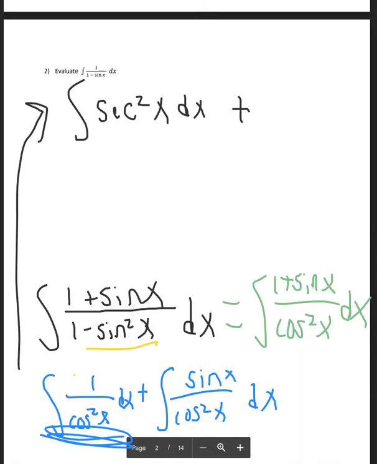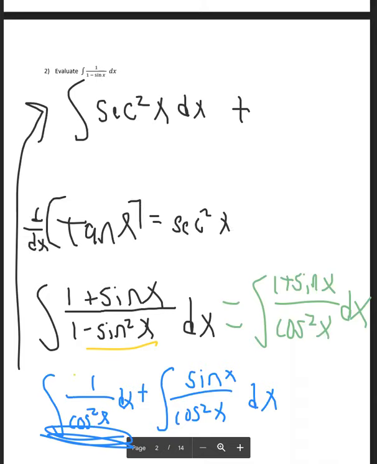No. Do you guys remember what the derivative of tangent is? Or not really? Okay. The derivative of tangent is secant squared of x. You remember the mini quizzes where we had to write all the formulas? That's one of them. So the integral of secant squared of x is tangent of x.